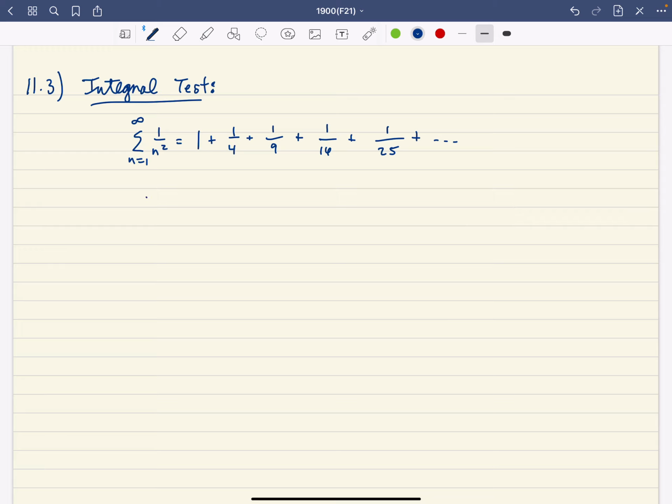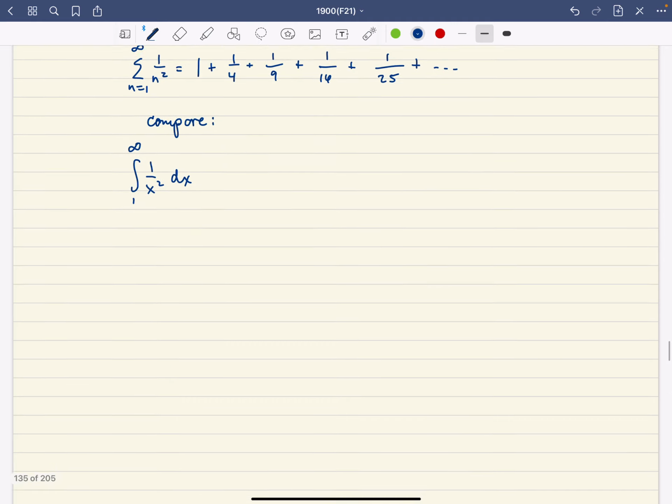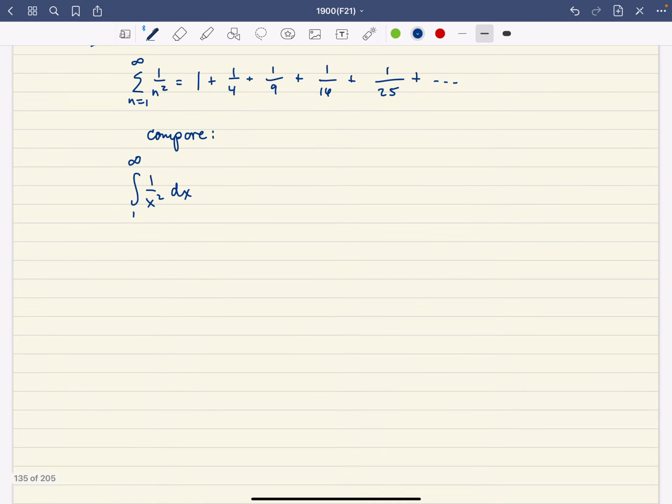Now, what I want to do is compare this to the integral of 1 over x squared, as x goes from 1 to infinity. I'm basically going to draw a big picture here, and I want to have both the integral and the sum appear in the picture. I'm going to need some help here to draw a straight line there. There we go. And let's look at the values at 1, 2, 3, 4, and so on.